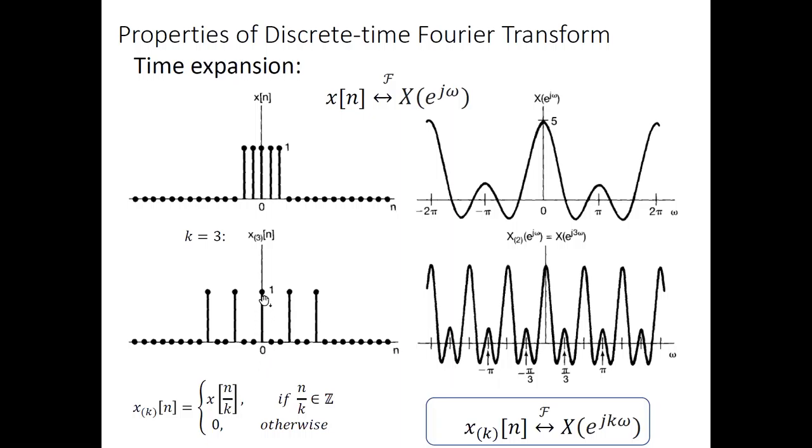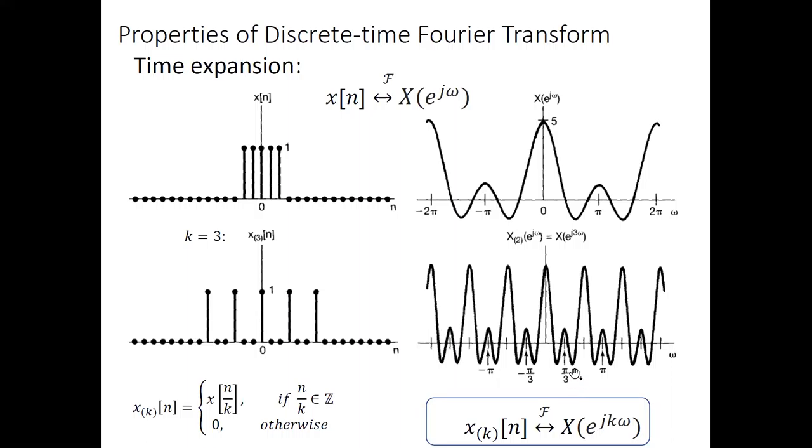So here it is. The new signal at n equals 0 is still x of 0. The new signal when n equals 3 corresponds to x of 1. Sorry, the new signal at n equals 6 corresponds to x of 2. Always divide the index by 3.